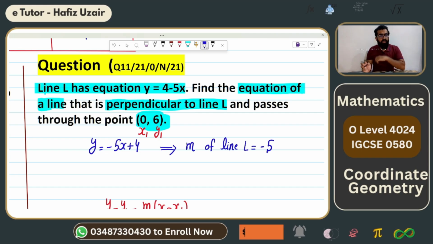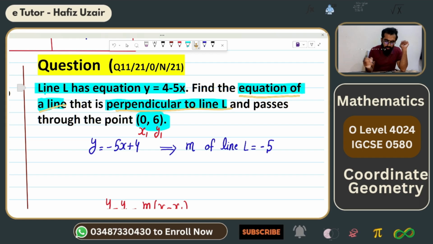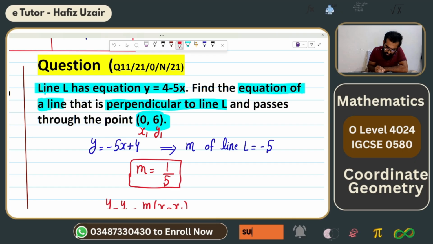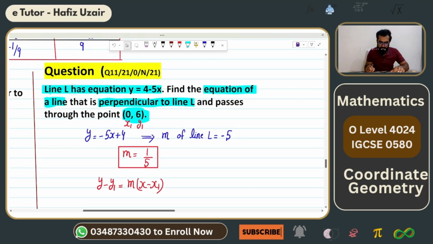Now what is the gradient of the line that is perpendicular to L? Because we need to find the equation of a line that is perpendicular to L, for perpendicular we take the negative reciprocal. So if we take the negative reciprocal of minus 5, m will be equal to 1 over 5, because it already has a negative sign, so the negative sign will cancel, and the reciprocal of 5 is 1 by 5.